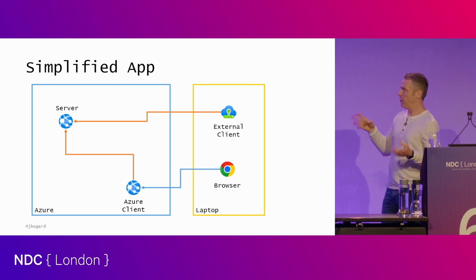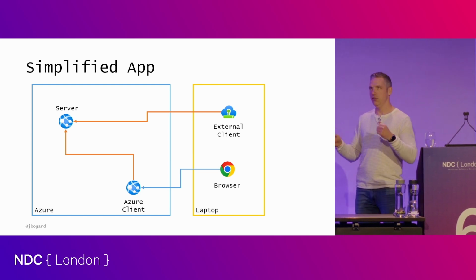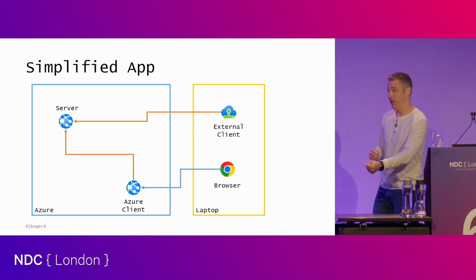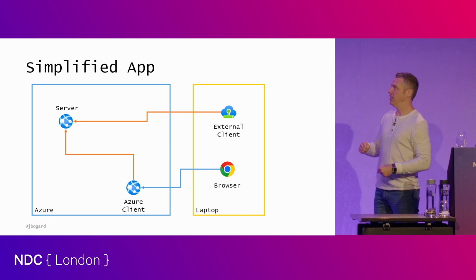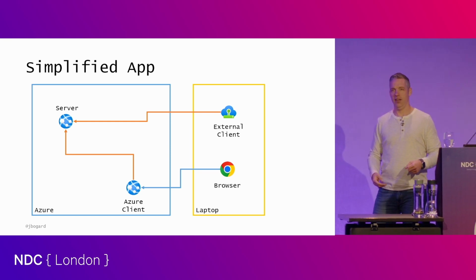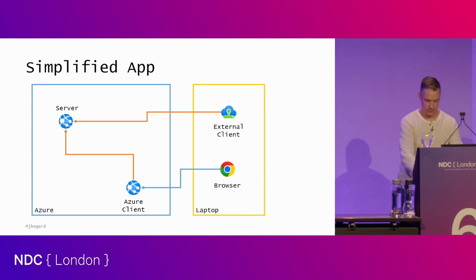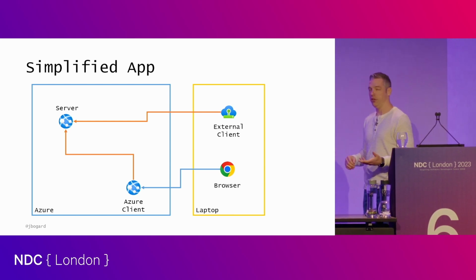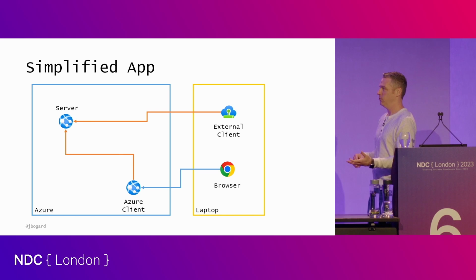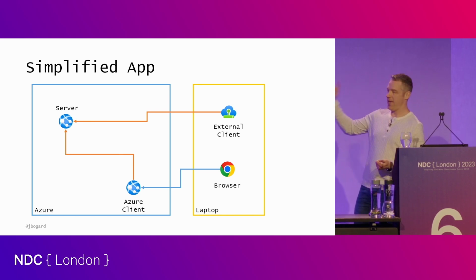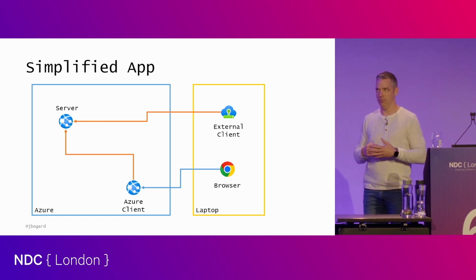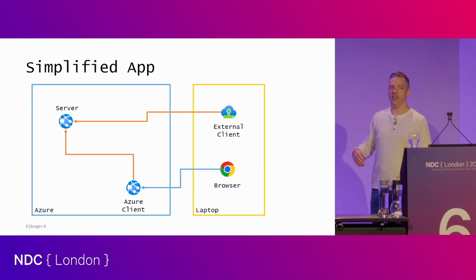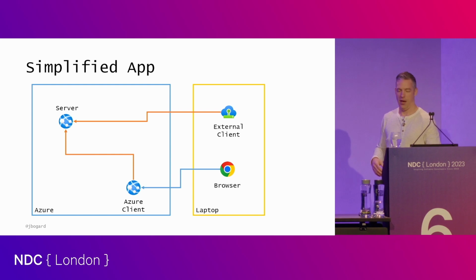And we had this greatly simplified picture where we have two different kinds of clients. One is a client deployed inside of Azure, and then we have another client deployed outside of Azure. For me, outside of Azure is just going to be this laptop here. And then our server will also be deployed inside of Azure. The server and the Azure client are just going to be Azure App Services to make my life a bit simpler. And then the external client is just going to be a console app on my laptop.